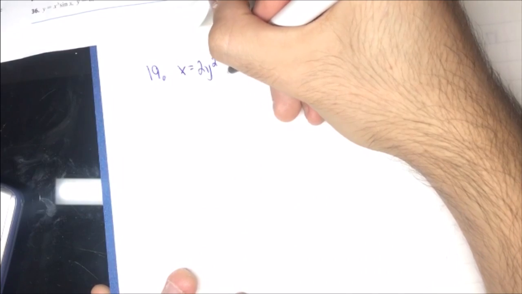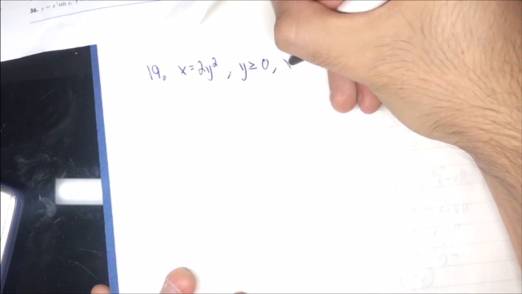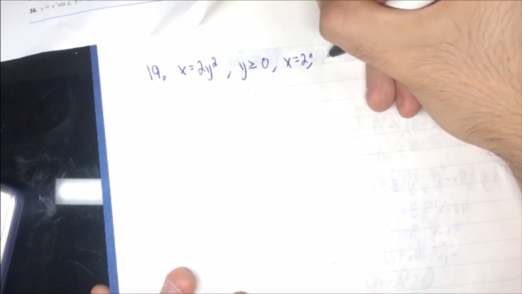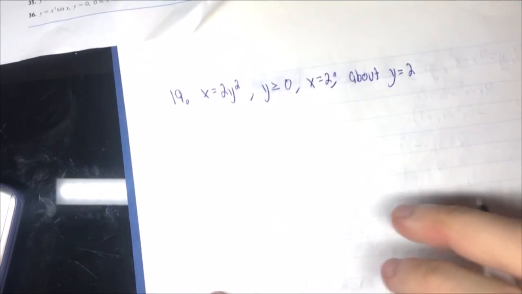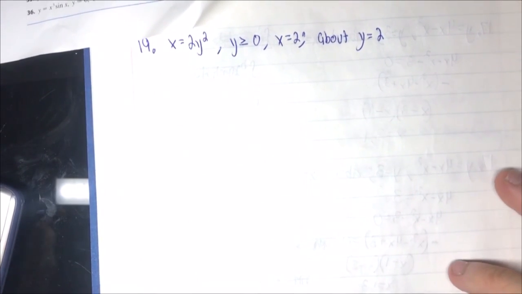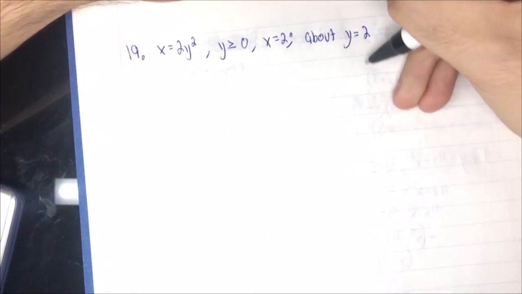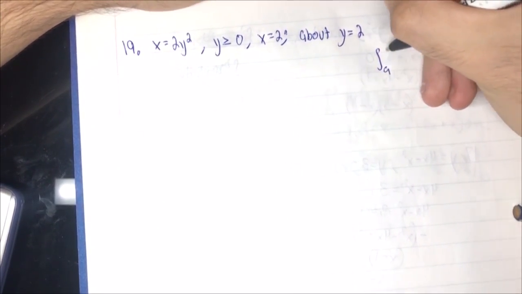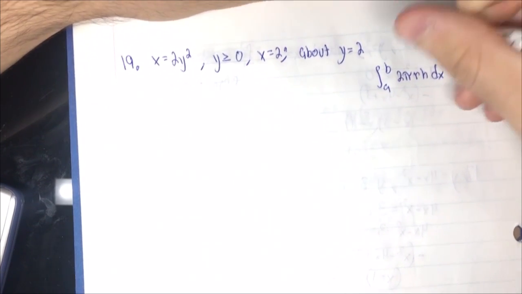So the problem for number 19 is x is equal to 2y squared, comma, y greater than or equal to 0, comma, x is equal to 2, about y is equal to 2. All right, cool. Wow, my method worked. This is a new discovery here. So let's see. We're gonna use this formula again, RH dx.